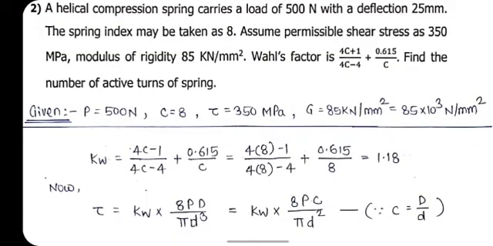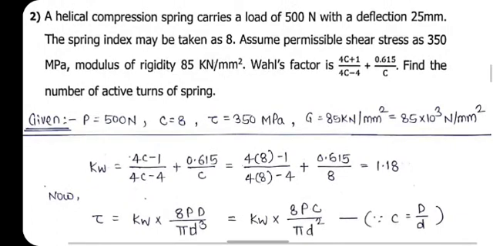So let's see the given data. A load of 500 Newton, that is P is given as 500 Newton, and for that load the deflection delta is given as 25 mm. Next, the permissible shear stress, tau, is equal to 350 megapascal, and the modulus of rigidity is given as 85 kilonewton per mm square. So convert into Newton, that is 85 into 10 raised to 3 Newton per mm square.